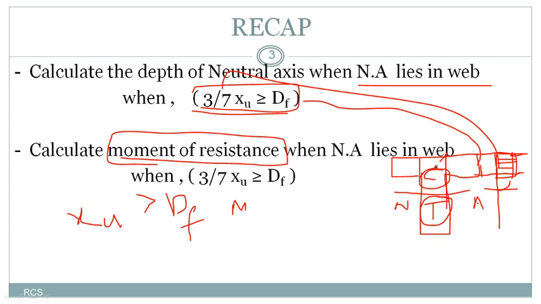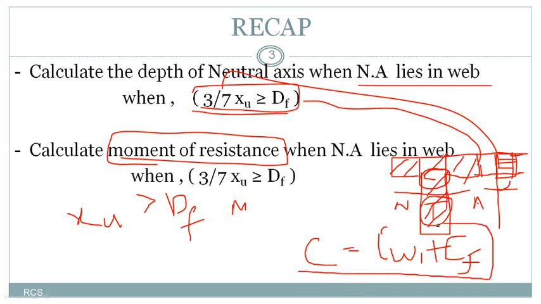One is the web portion. By considering only the web portion, I have calculated the total compressive force, CW. Then by considering only the flange portions, this flange and this flange, I have calculated the total compressive force in the flange area. If I add these two, the total compressive force in the web region and in the flange region, it gives me the total compressive force acting in the compression zone.